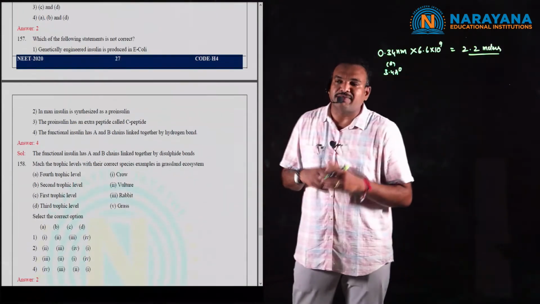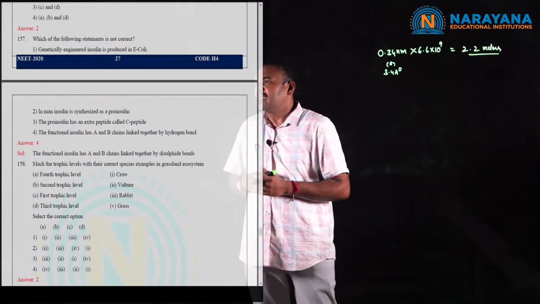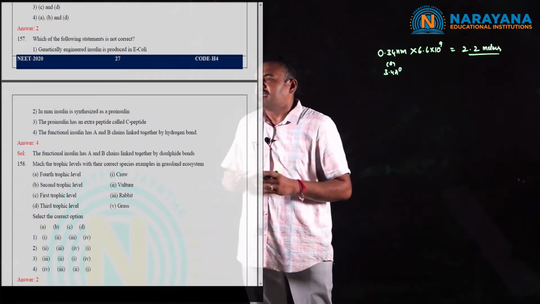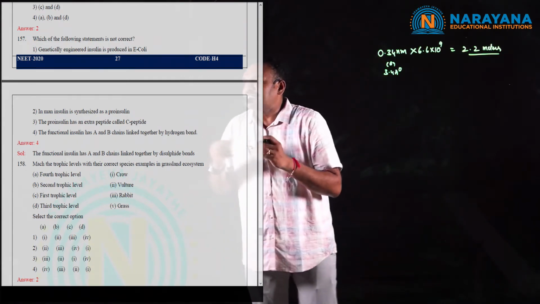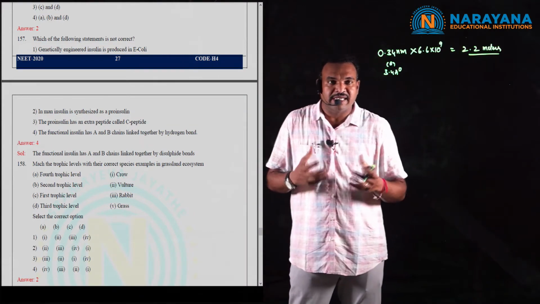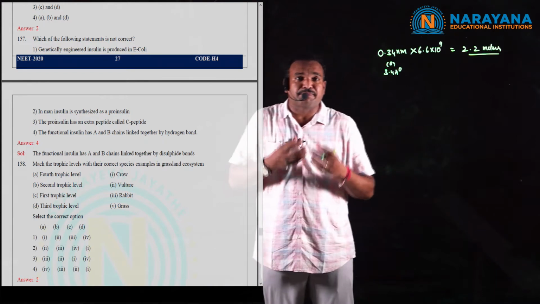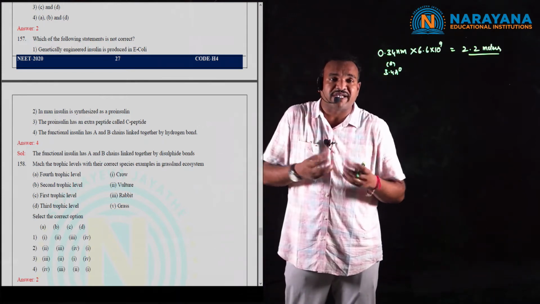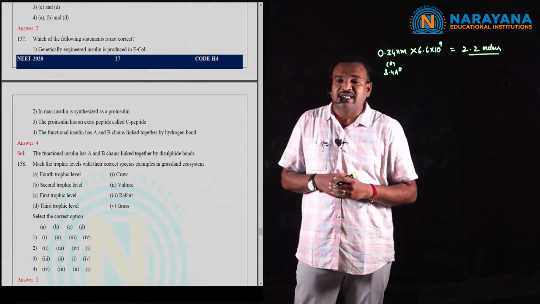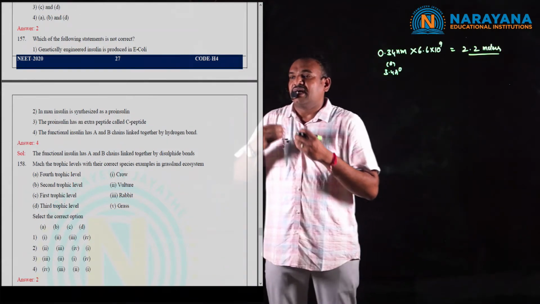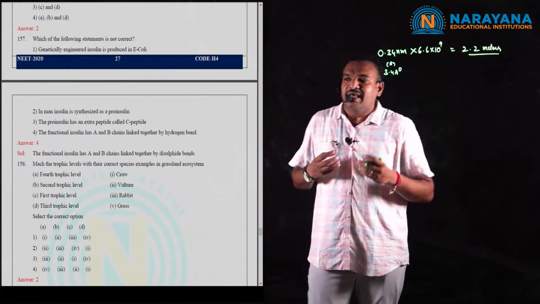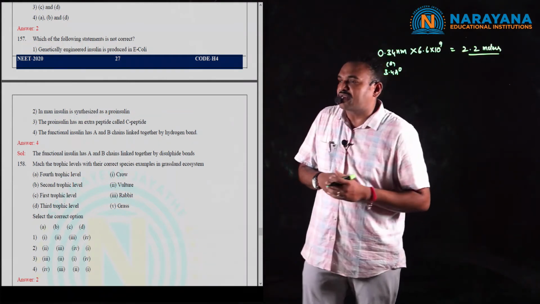And next one is question number 157. Which of the following statements is not correct? First option, genetically engineered insulin is produced in E. coli. Yes, that is the first product useful for human welfare, the first therapeutic released for human welfare: genetically engineered E. coli, which produces humulin. Insulin produced by genetically engineered E. coli bacteria, we can call it humulin.